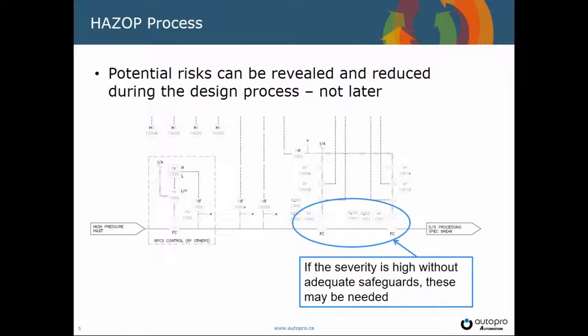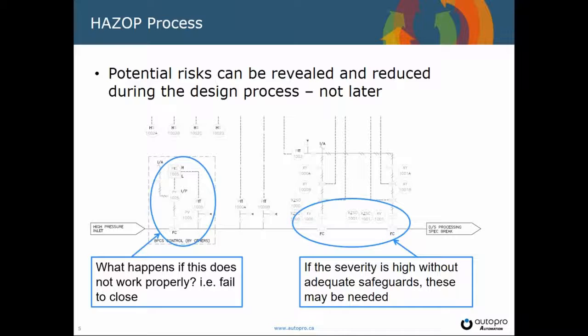So again, the potential risks can be revealed during the process design and not after. On the left side, we take a look at a pressure controller, and if that pressure controller does not work, what happens? And if the consequence and the severity of that is high enough, then on the right side we might have to add some ESD valves.